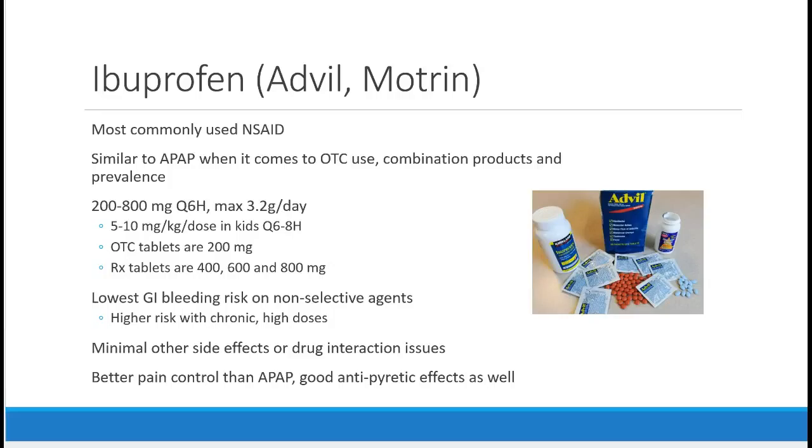Ibuprofen has pretty low GI bleeding risk, and it has a relatively good side effect profile overall as far as NSAIDs go. It's a relatively decent NSAID. It's not on the low end of potency. It seems to work pretty well for a lot of people.